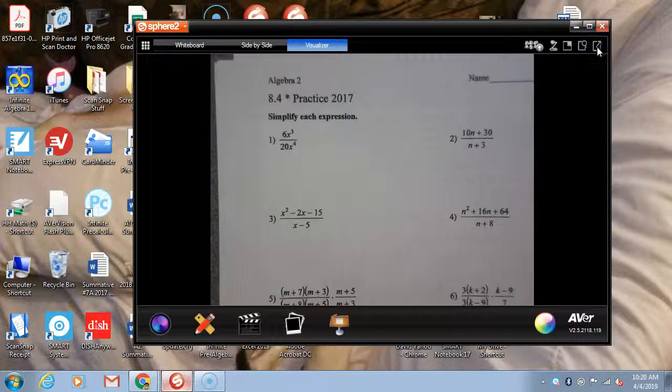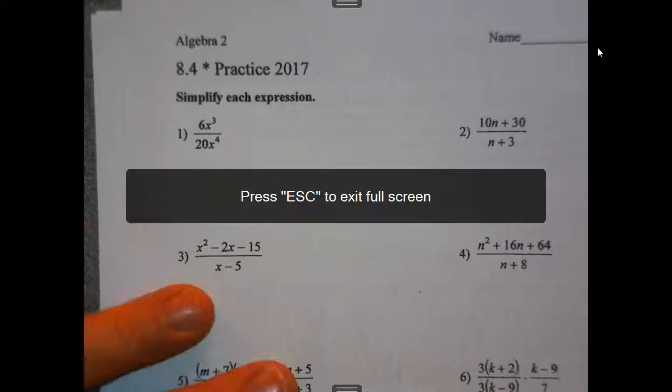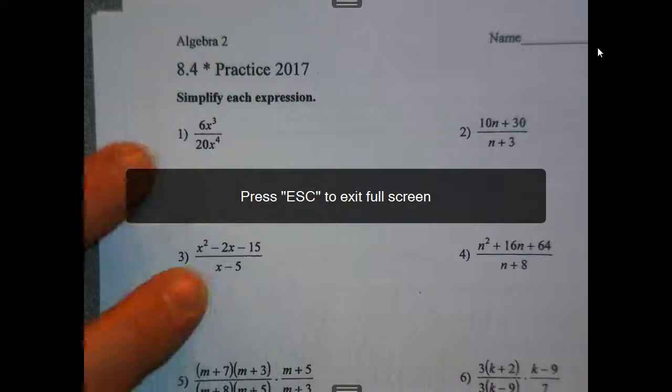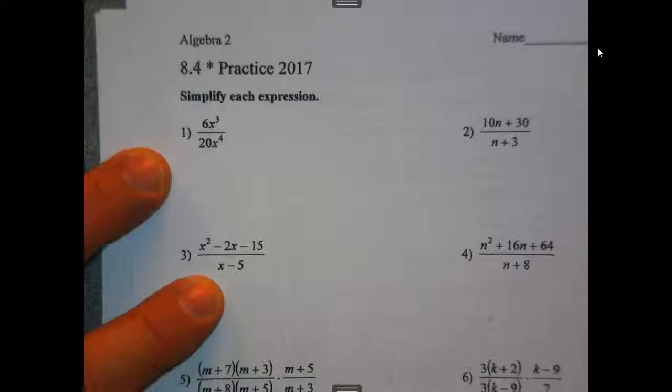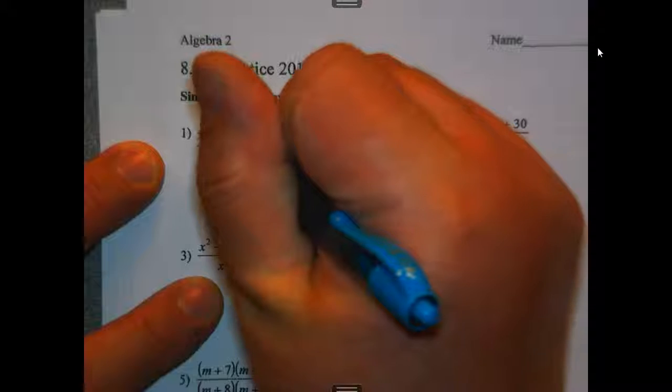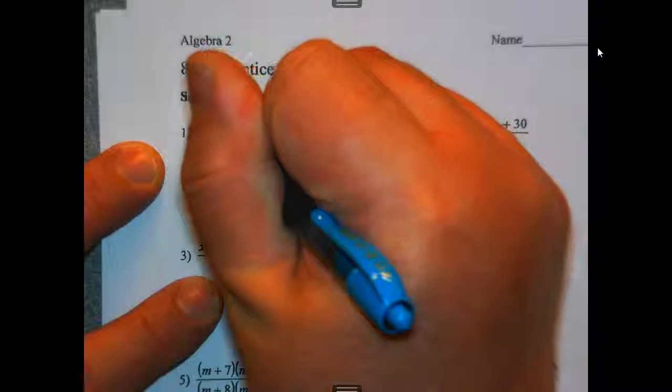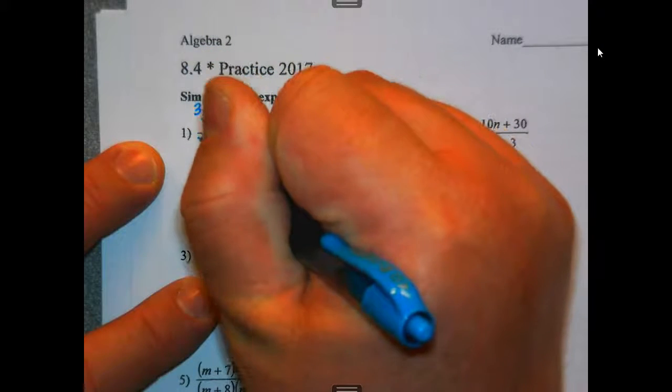Number one. Let's look at the numbers. What can we take out of 6 and 20? A 2. Leaves me with 3. Leaves me with 10.